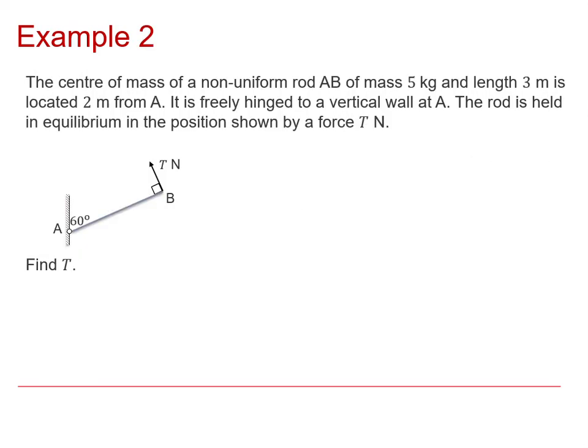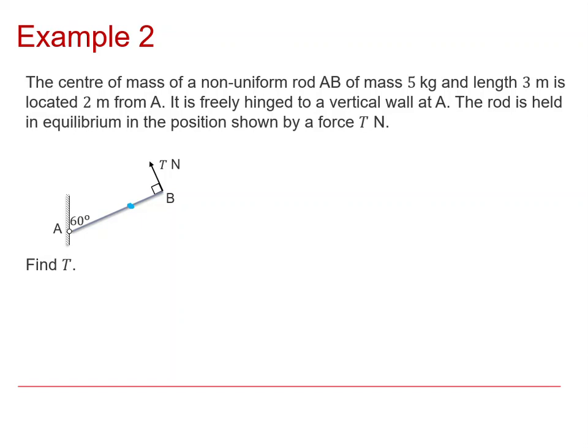Let's now move on to a final problem. Here we have the centre of mass of a non-uniform rod AB. Mass 5 kilograms and length 3 meters. It's 2 meters from A, so the centre of mass is about there. That's where we can say its weight is acting. It's freely hinged to a vertical wall at A, and it's held in equilibrium by a force T newtons, which is at right angles to AB.